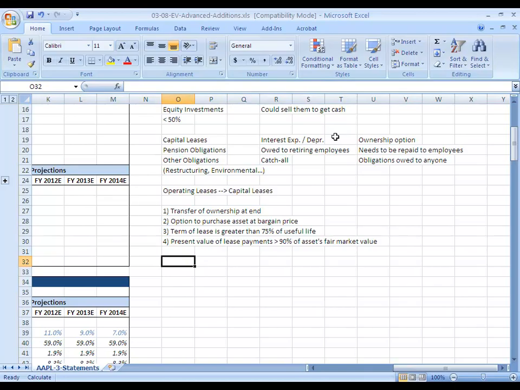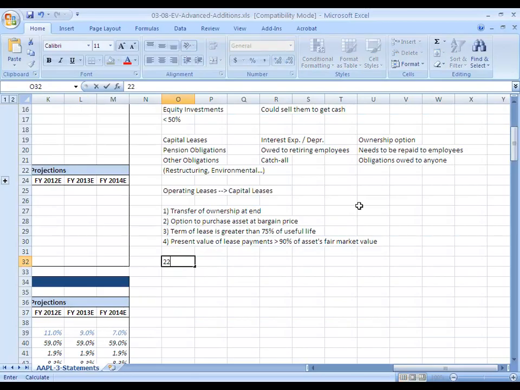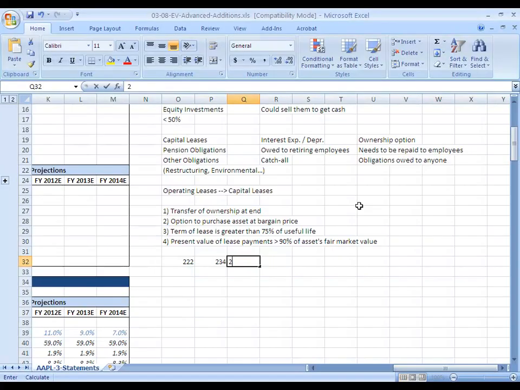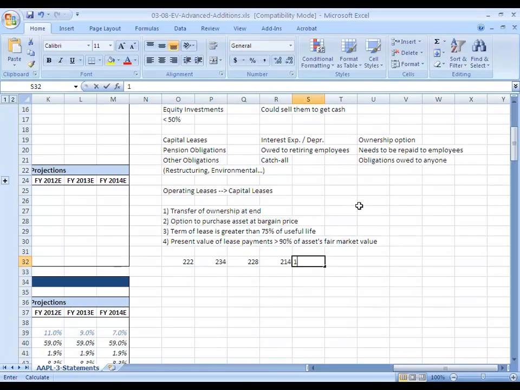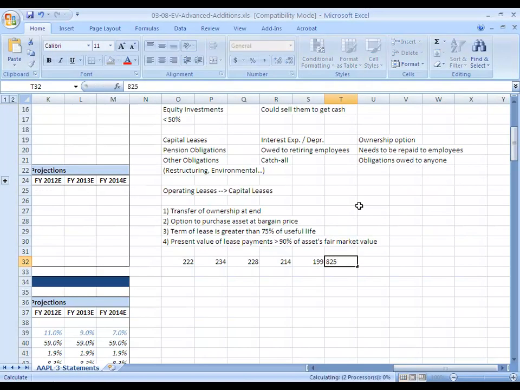So if we actually wanted to do this, we would enter the lease payments right here: 222, 234, 228, 214, 199, and then we can just enter 825 right here for simplicity. And we would use the NPV function in Excel.